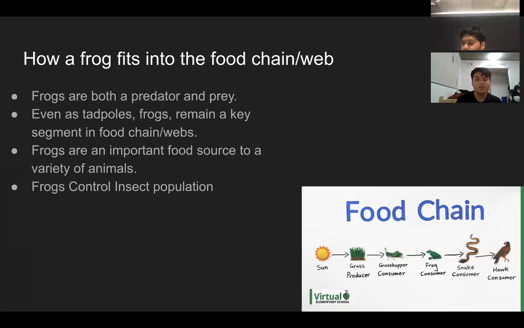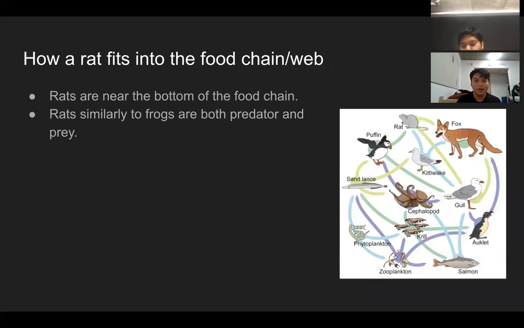How a frog fits into the food chain and web. Frogs are an essential part of the food chain due to the fact that they're both predator and prey. Even tadpoles remain a key segment in the food chain because tadpoles eat algae, so they help in the regulation of algae blooms. Frogs are an important food source to a variety of animals, including birds, fish, snakes, and monkeys. And because one of the primary things frogs eat is insects, they're a key component in managing the insect population.